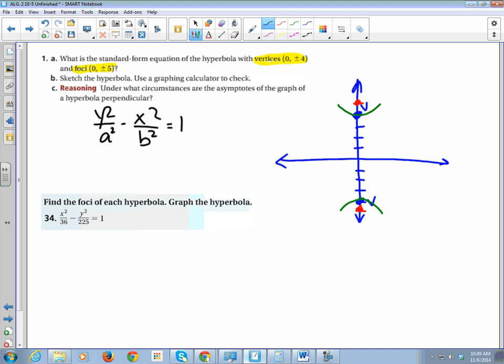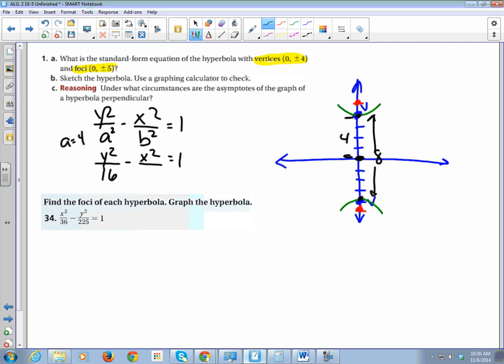Okay, we need to identify, we can easily identify our a value. It's half the distance from vertex to vertex. So that distance here is 8, so half of that distance is 4. So our a value is 4, and a squared would be 16.